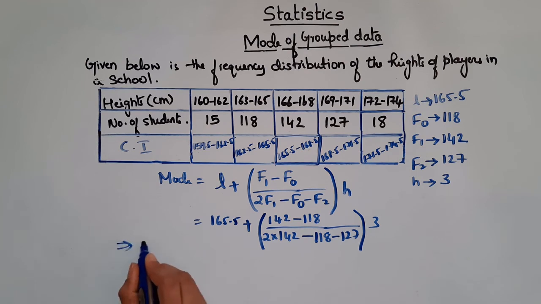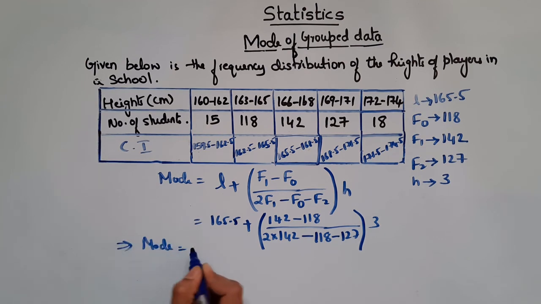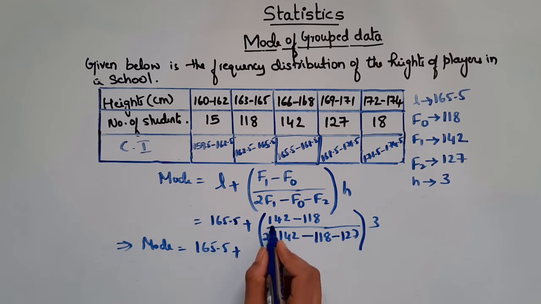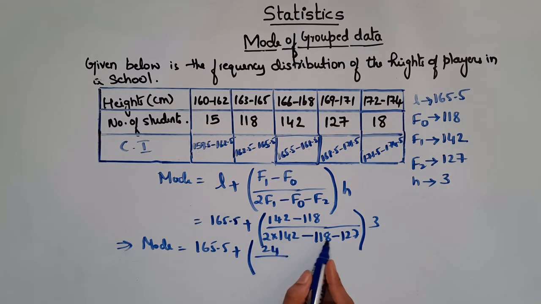So this implies mode is equal to 165.5 plus 142 minus 118 will give you 24 by 2 into 142 minus 118 minus 127. When you calculate this, this will give you 39 into 3. We have this 3, right? So 3 ones are 3, 3 threes are 9.